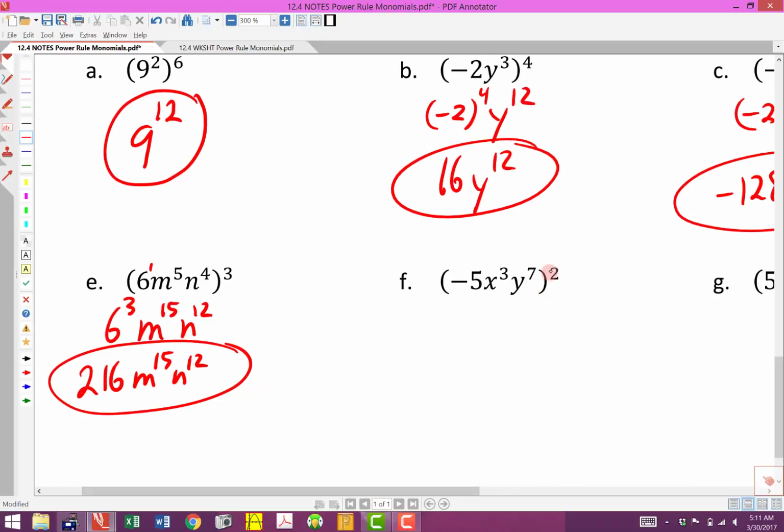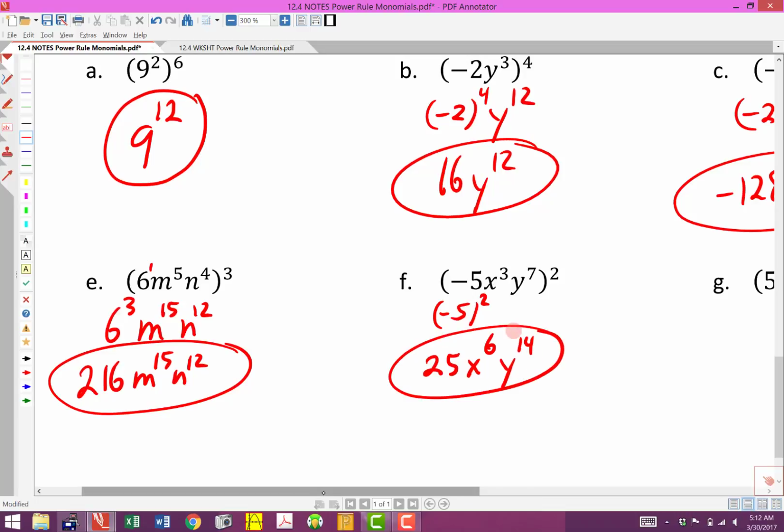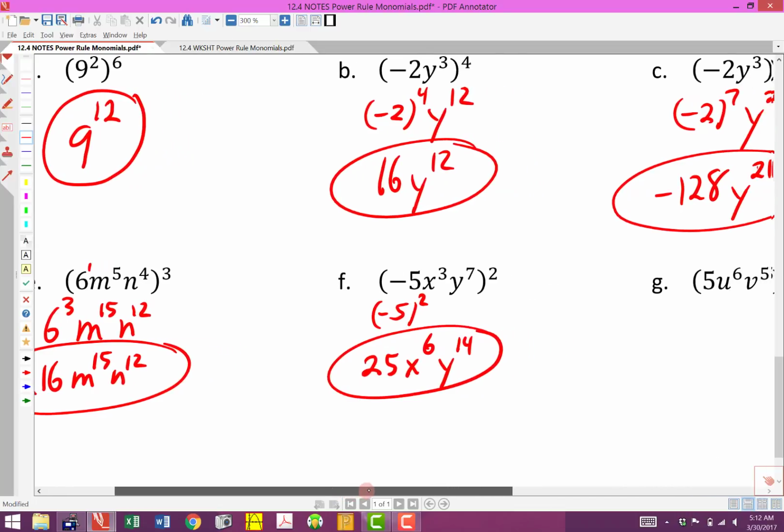So let's take a look at this one. 2 negatives and 2 5s. So that's going to be negative 5 squared. That's going to be a 25. X to the third to the second, power to a power. So that's going to be x to the 3 times 2. That's a 6. Y to the 7 times 2. That's a 14. And we are done. That's it. They're that quick.